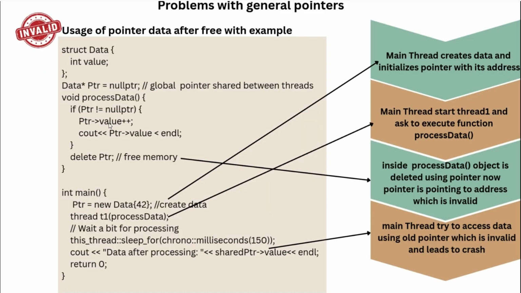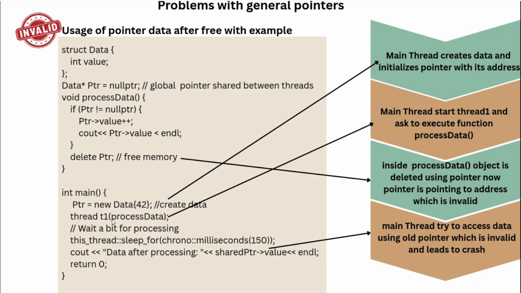Here, let's say I have a structure and a global pointer initialized to null pointer. In main, I create that object like ptr equals new of the structure. So it is created, and I create a thread and ask the thread to execute this function, where I will access this pointer and also modify it.